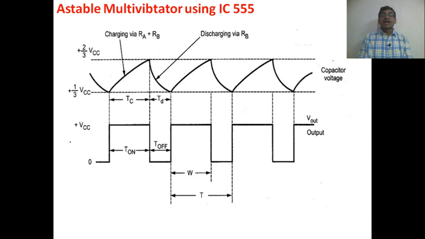If you see the output waveforms of the astable multivibrator, this is the voltage waveform across the capacitor. Here you see the exponential charging via RA and RB, and the discharging through the RB resistor only, so we can observe the charging time is more than the discharging time. When the capacitor is in charging state, output will be plus VCC. When the capacitor is in discharging time, output will be 0. We can say it is T on and T off. This is the output of our astable multivibrator.